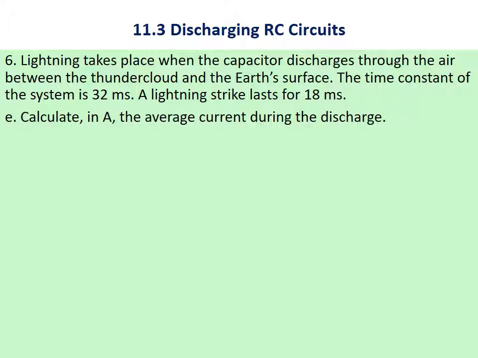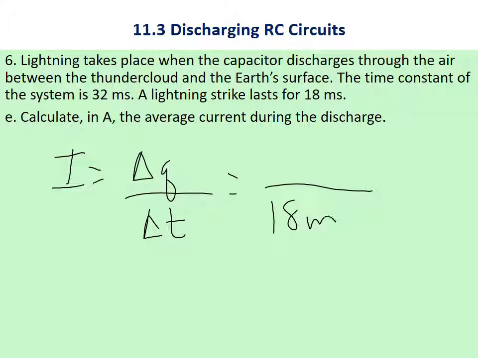Calculate in amperes the average current during the discharge. So in your minds, you might be thinking, okay, is this the current in the capacitor? Is this the current with the lightning? Well, it's both, because the lightning is essentially a movement of charges. So we are looking at the current that is transferred via lightning, and we couldn't have that lightning without this capacitor.